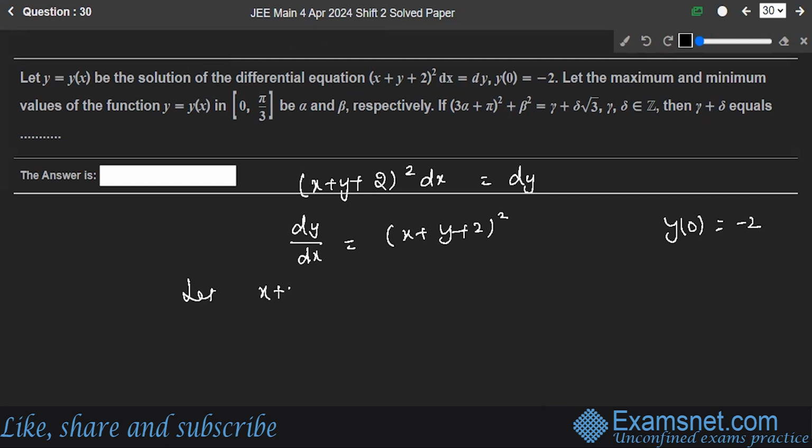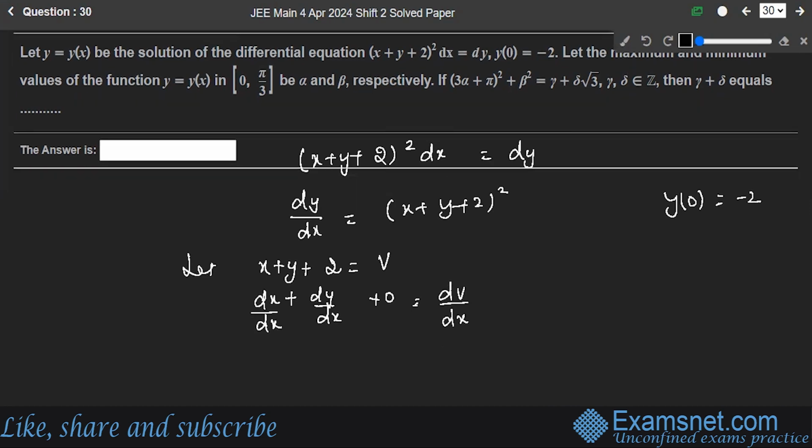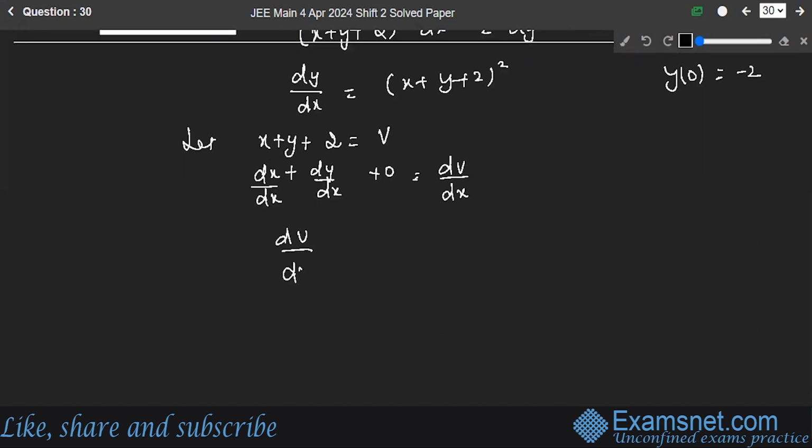Let's say x + y + 2 is equal to, let's say, v. So you will have dv/dx = 1 + dy/dx + 0. Okay, so dx/dx, yes. This is equal to dv/dx. Or you have dv/dx is equal to 1 + dy/dx, right? So let's say this is 1.